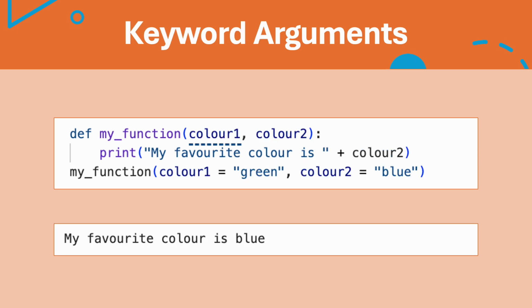Building on this, a function may take one argument or many arguments, also called parameters, as inputs. These parameters must be enclosed within the parentheses just after the function name. In this example, our function takes two arguments, color1 and color2, printing "My favorite color is" the color assigned to color2. Here, when we call our function with color1 assigned as green and color2 assigned as blue, the output "My favorite color is blue" is returned.